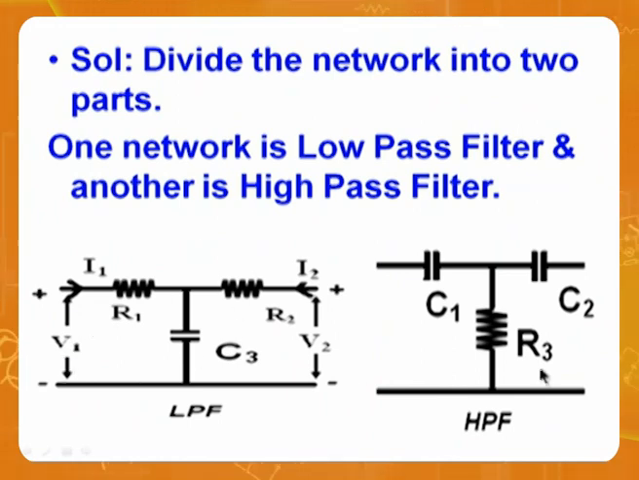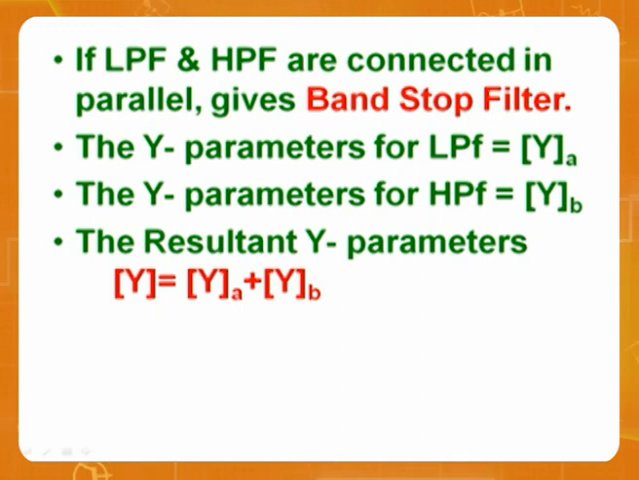So I am going to divide this into two parts. This is one, this is another. When I analyze them, the total will come. So the addition of the Y parameters of Y and the Y parameters of B gives the total. That's about calculating the parameters of a parallel circuit.